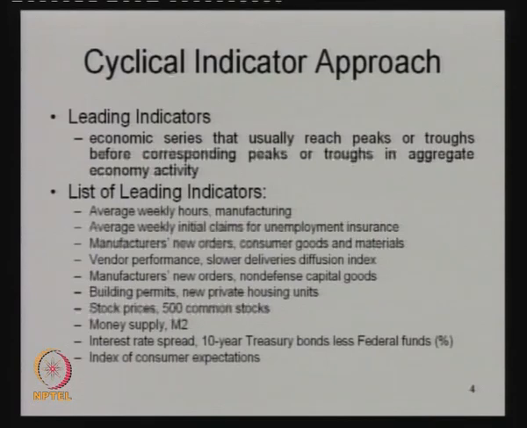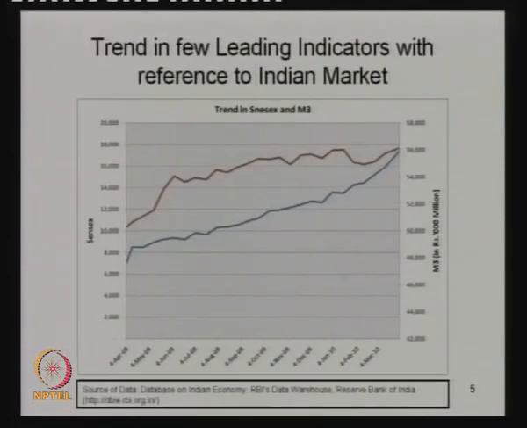There are different leading indicators like that. You have manufacturers' orders, vendor performance, money supply, and stock market performance. In the Indian context, we have two indicators: the trend in the Sensex and the trend in broad money, M3. We have taken the data from the RBI's database and found there is increasing growth in the long term since 2000. In the last one year, we see continuous growth in both the Sensex as well as the money supply.